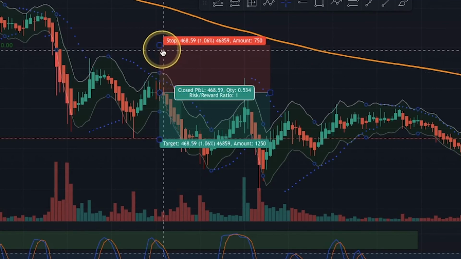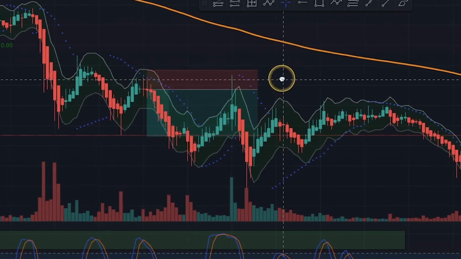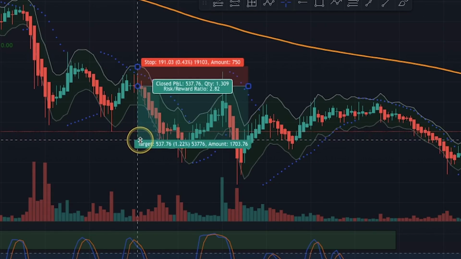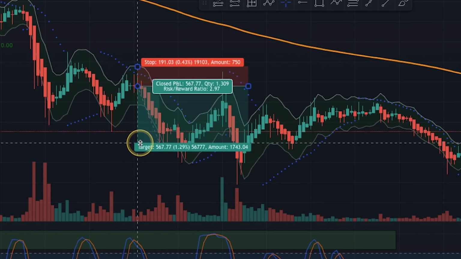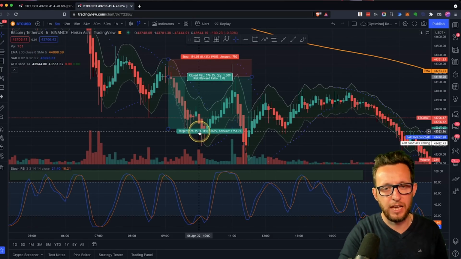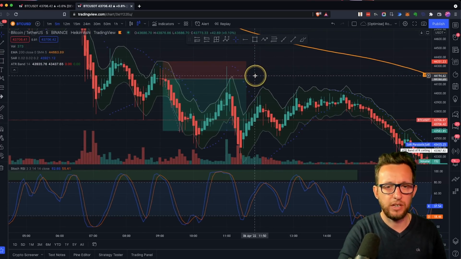Now, what I do is I put the stop loss on the top ATR band, and then we're going to look for a risk to reward of at least 3. Let's go for 3 here. Okay, so that one would have been a win, which has given us a win of 1.31%. That's perfect.